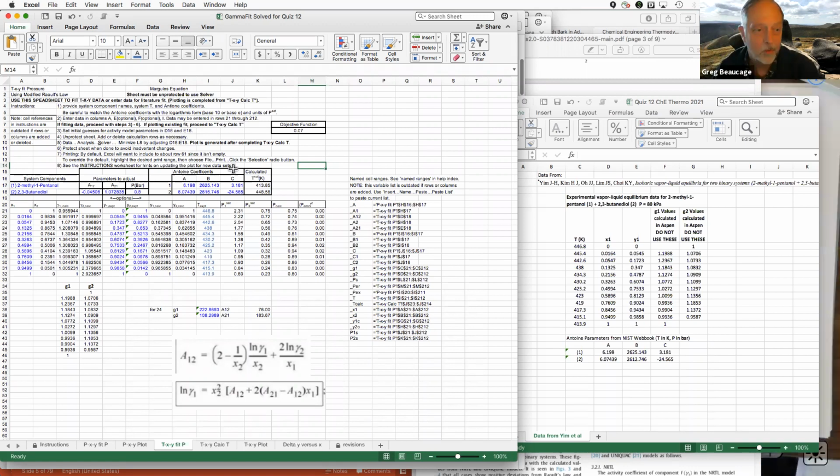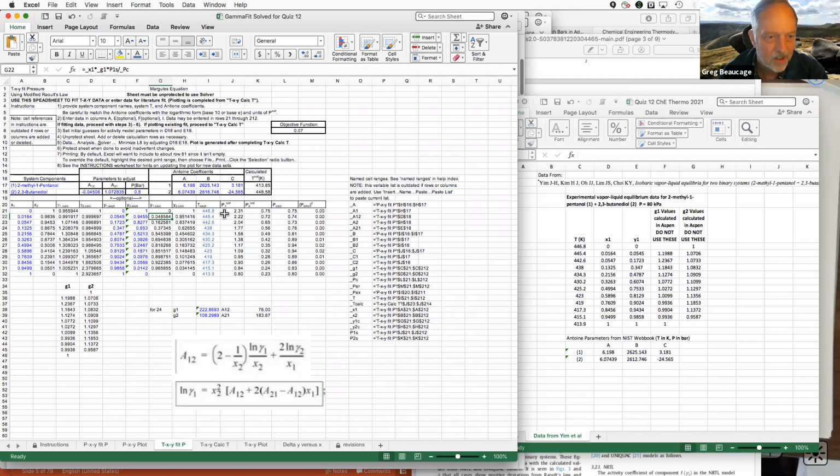So the gamma 1 calculation, see, gamma 1 depends on A12, not P, right? So gamma 1 is down here. This is the two-parameter Margules gamma 1. It depends on the X, which we have as input, and we're fitting the A12s here. We want to get these two, A12 and A21. So the gamma calculation depends on those. If you vary those, gamma will change.